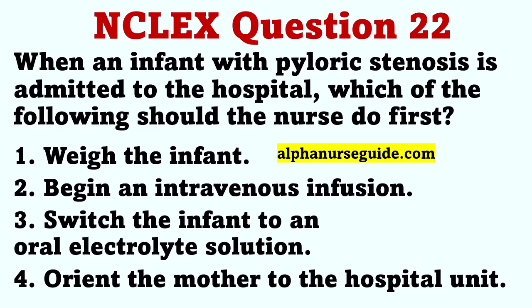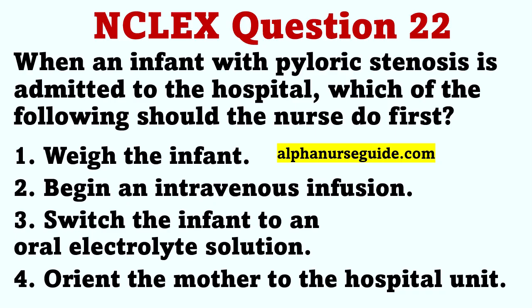The correct answer is 1, unless the infant is in hypovolemic shock. Obtaining a baseline weight is an important first action because the weight is used to calculate the child's fluid and electrolyte needs. The intravenous fluid rate and the amounts of electrolytes to be added to the fluid are based on the infant's weight. The weight also helps determine the infant's degree of dehydration. The intravenous infusion is initiated once the weight has been obtained.